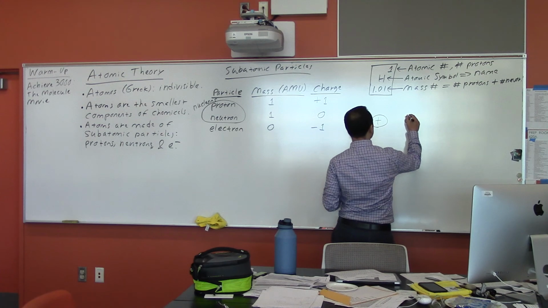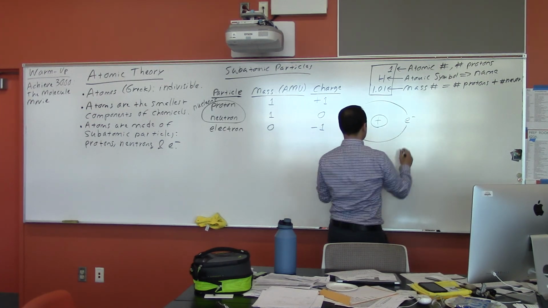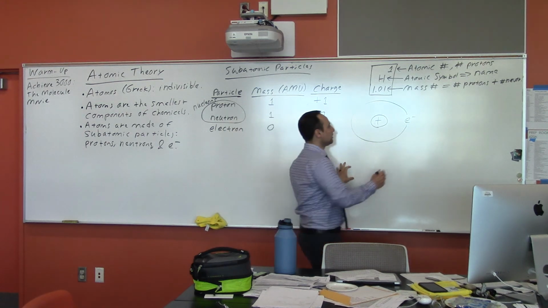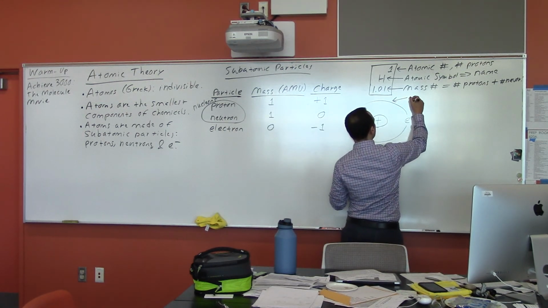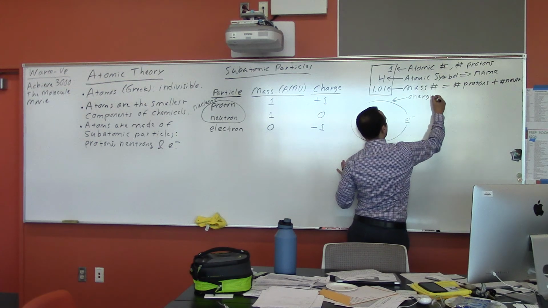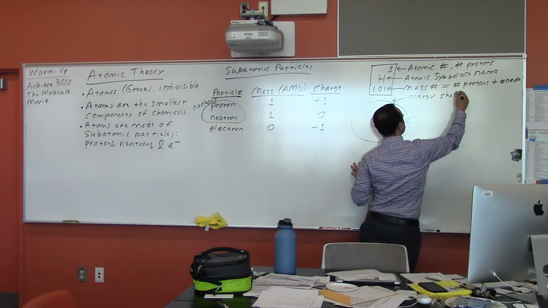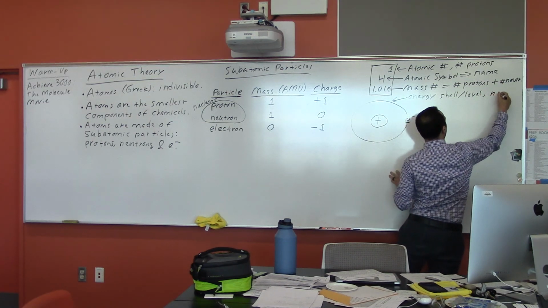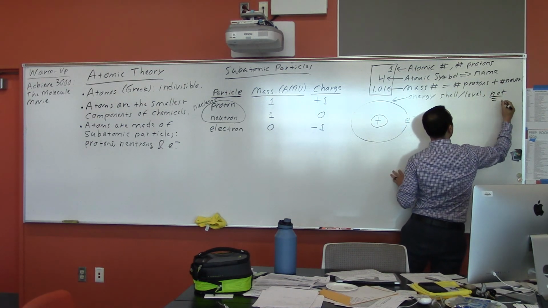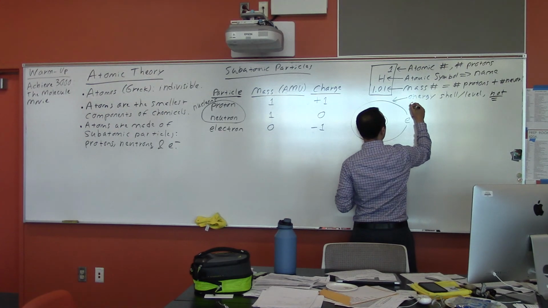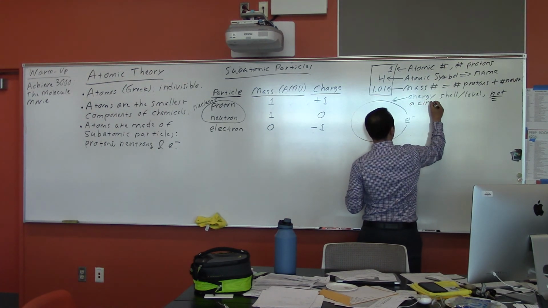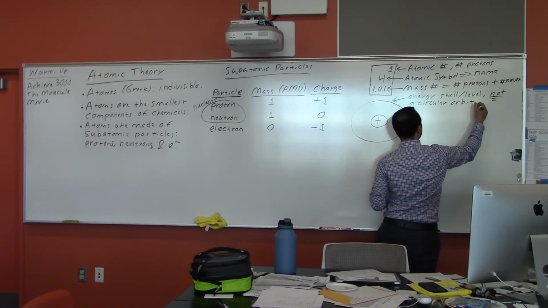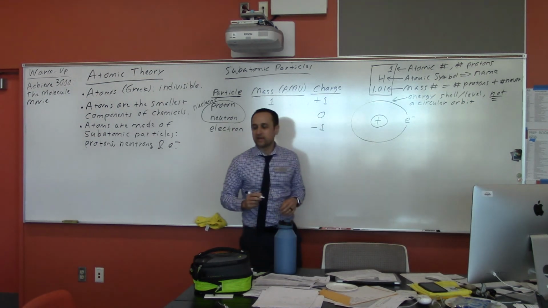And we're going to say some things that are really important. This circle indicates an energy shell. Okay? So this is an energy shell. Shell or level. Not a circular orbit. Okay? That's what that is.